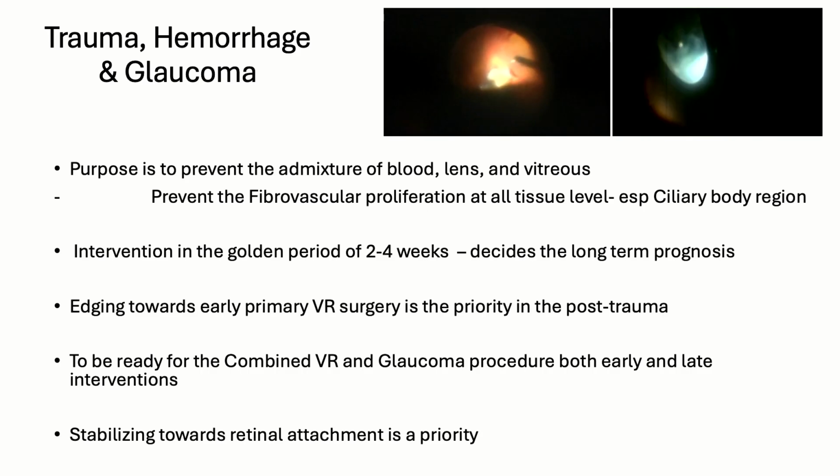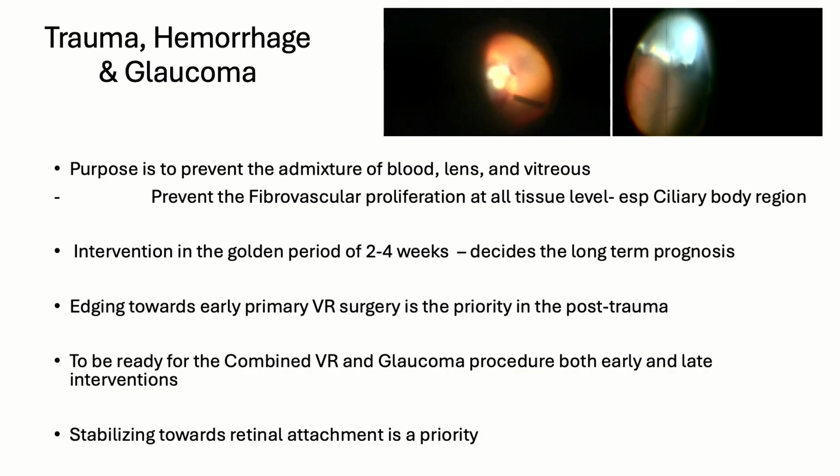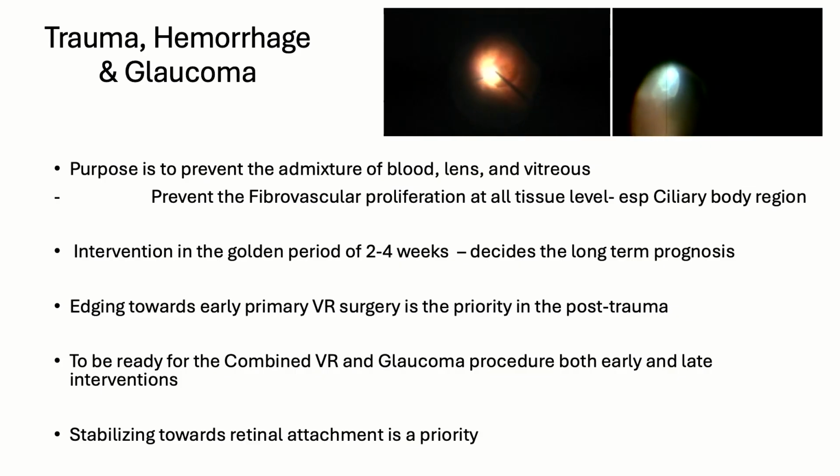So that is the main purpose you need to keep in mind. It prevents the fibrovascular proliferation at all the tissue levels. The fibrous growth can occur on the ciliary process or on the retina, in the choroid, and it can reach up to the scleral level also. That much potential the scarring can have. So in case of trauma, when there is a hemorrhage, we don't wait for a long time. We have to intervene between 2 to 4 weeks, which definitely helps in long-term prognosis. And when we have to combine high pressure with the trauma and VR surgery, we need to combine both procedures together to have good long-term effects.